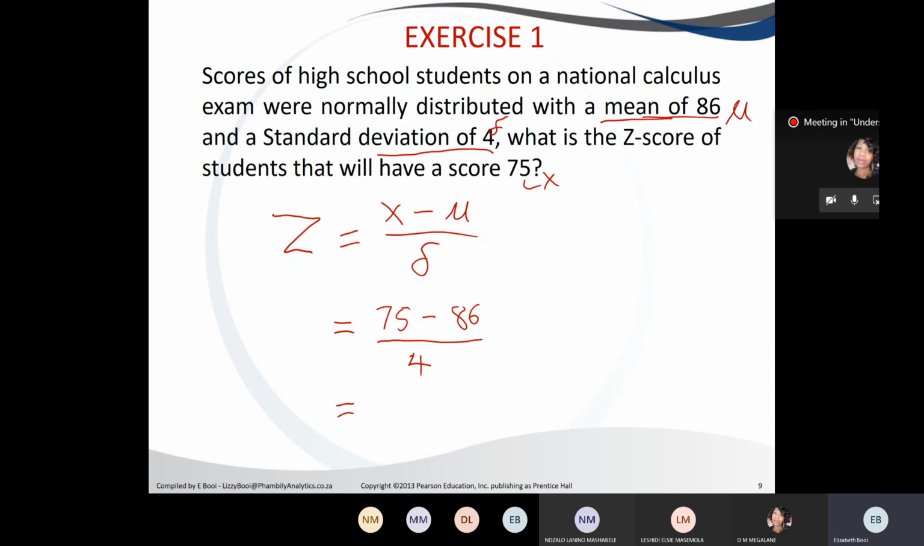75 minus 86 divided by 4 gives us, so 75 minus 86 is minus 11. Minus 11 divided by 4 gives us minus 2.75. Like I said, your z-score should always be 2 decimal places. And that's how you find the z-score.